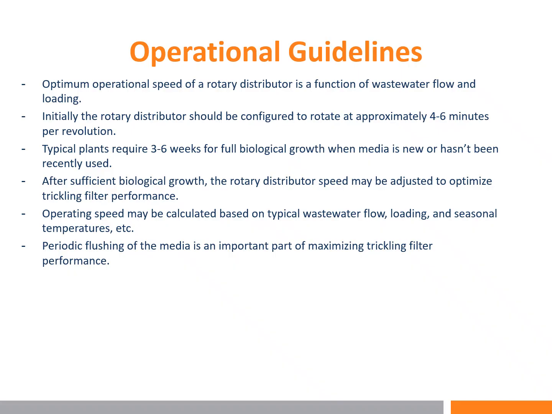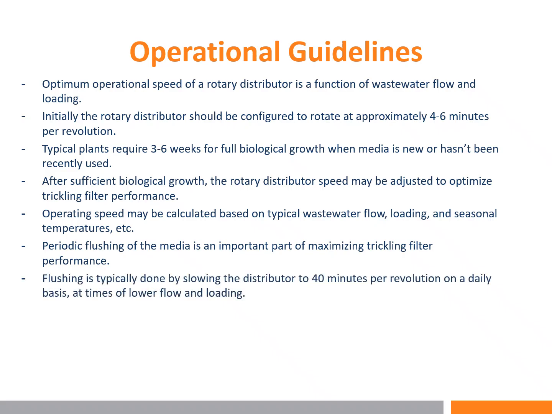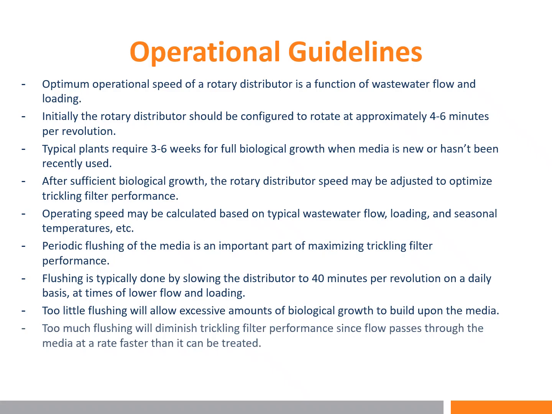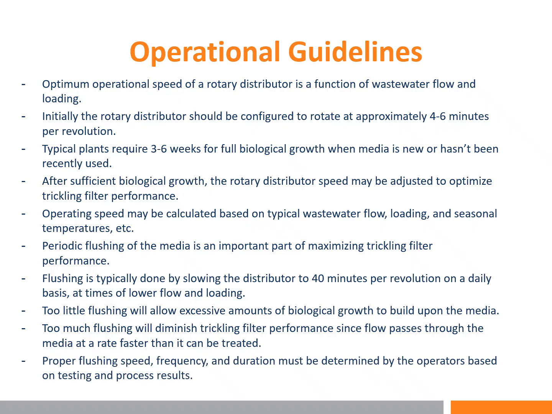Periodic flushing of the media is an important part of maximizing trickling filter performance. Flushing is typically done by slowing the distributor to 40 minutes per revolution on a daily basis at times of lower flow and loading. Too little flushing will allow excessive amounts of biological growth to build up upon the media. Too much flushing will diminish trickling filter performance since flow passes through the media at a rate faster than it can be treated. Proper flushing speed, frequency, and duration must be determined by the operators based on testing and process results.